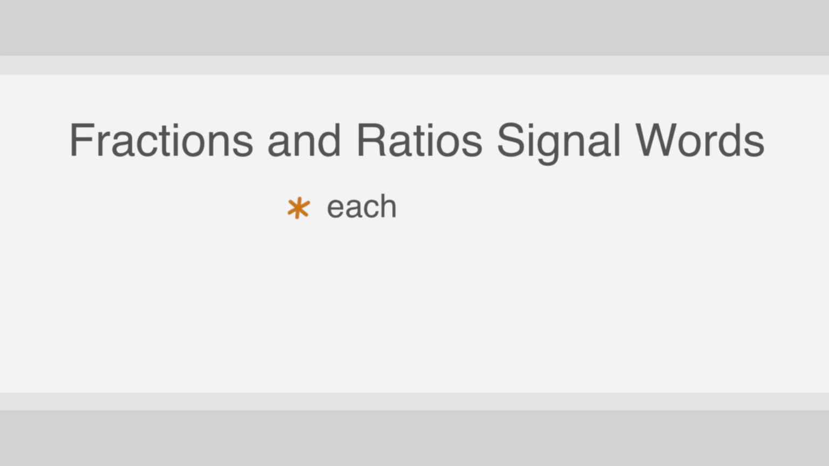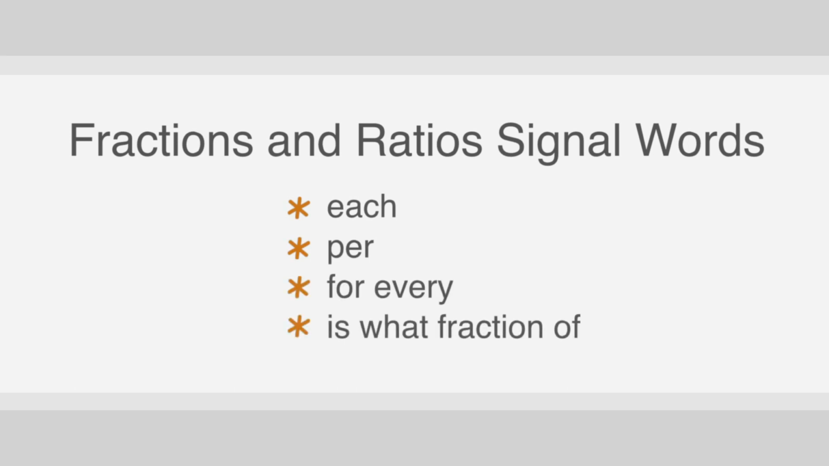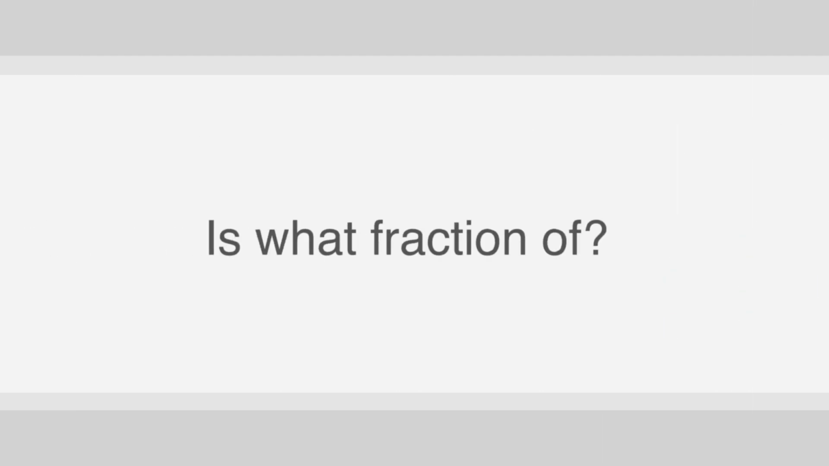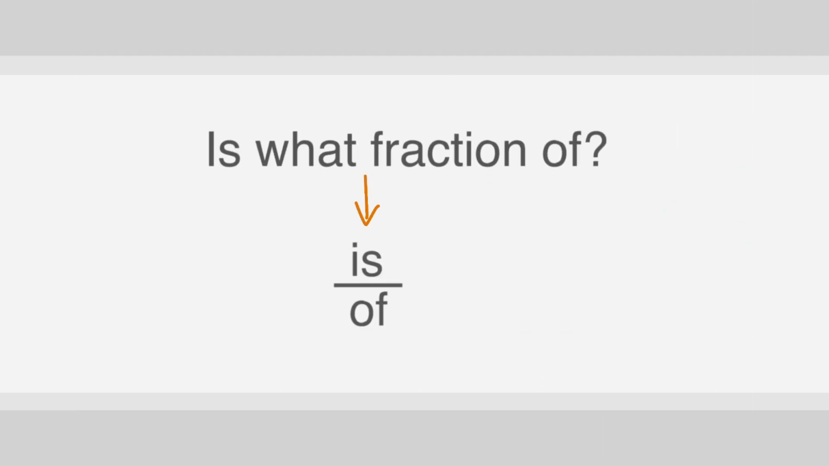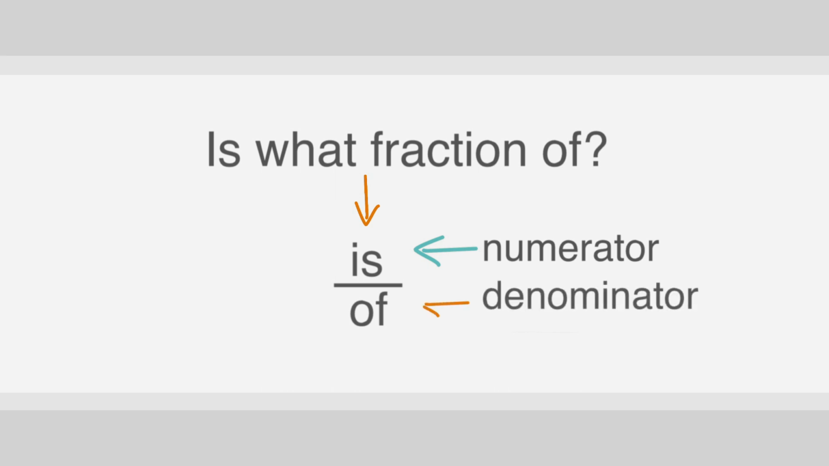Finally, let's go over the signal words for fractions and ratios. They include each, per, for every, and is what fraction of. For example, if we see the phrase is what fraction of, we can rewrite this using the expression is over of. Just remember that the number or variable that goes with is always the numerator, and the number or variable that goes with of is always the denominator.